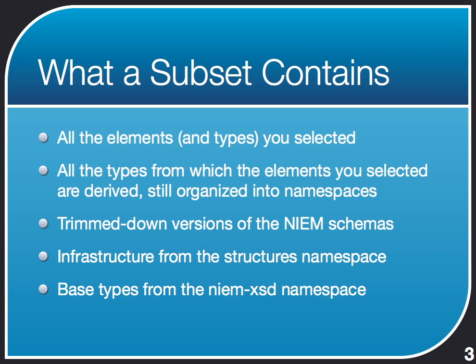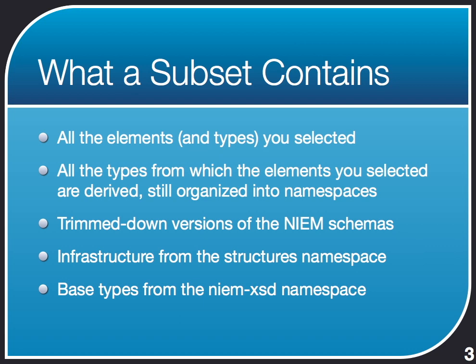You also get trimmed down versions of the NIEM schemas. In other words, all these elements you don't get in one big lump. Instead, they're organized into namespaces, and those namespaces are still little trimmed down versions of the NIEM schemas. In other words, they still have the same headers and footers at the beginning and the end of the schema that the full schemas do. I mean, what you get is a full, complete NIEM schema, only with all the elements you don't want taken out.